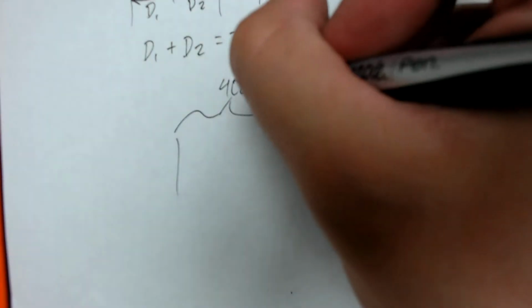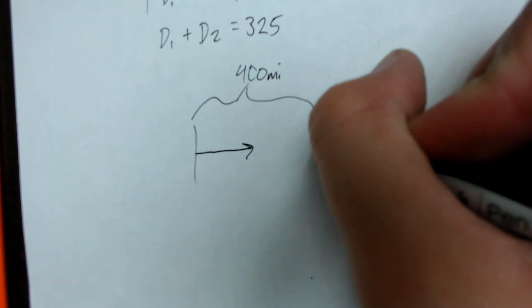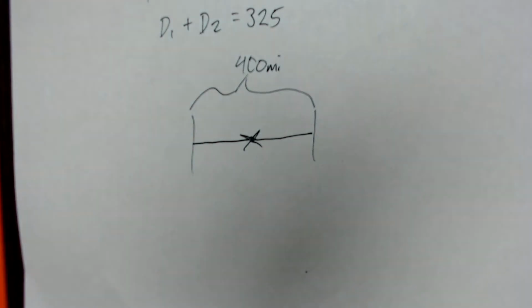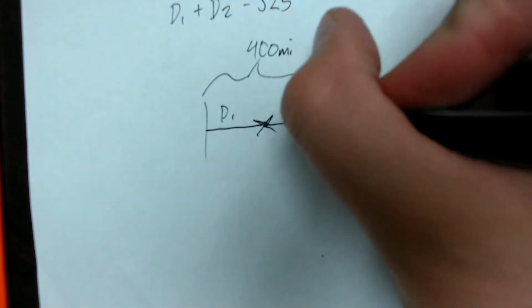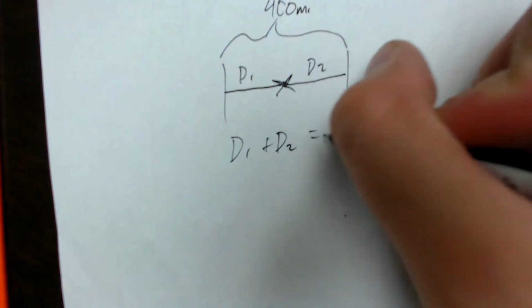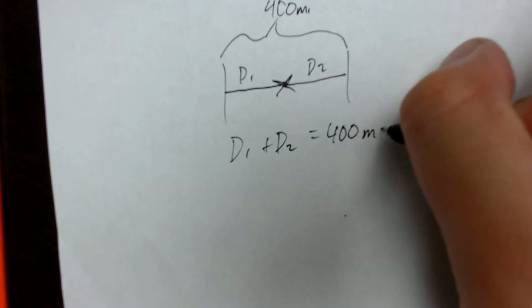So I've got two ships, and they are 400 miles apart at midnight. They both start heading towards each other, and then they collide. Bam. Right? So this is going to be distance 1. This will be distance 2. So we have our equation distance 1 plus distance 2 equals 400 miles.